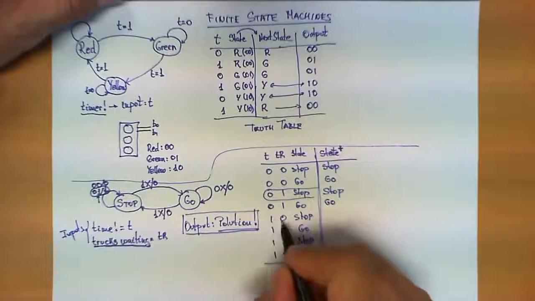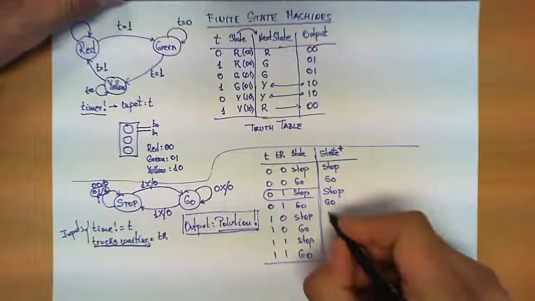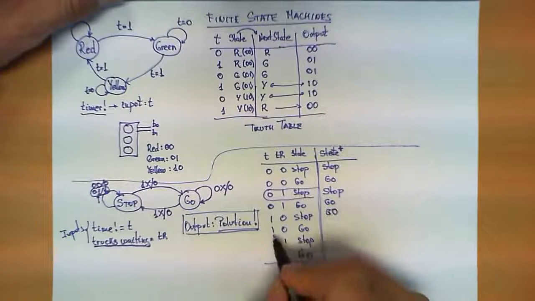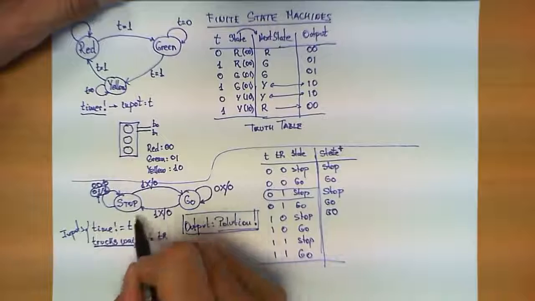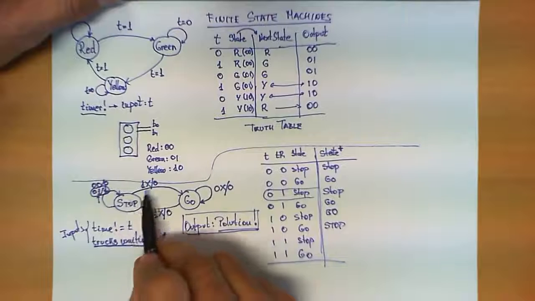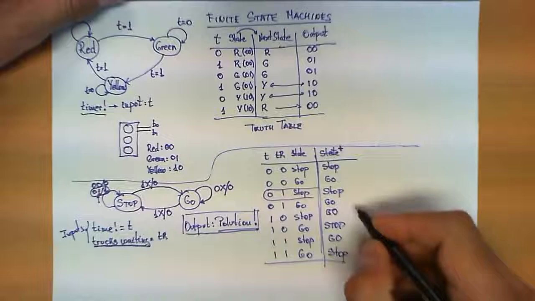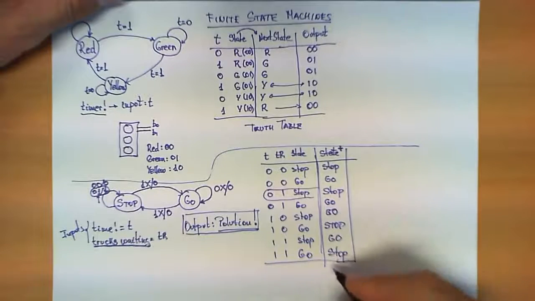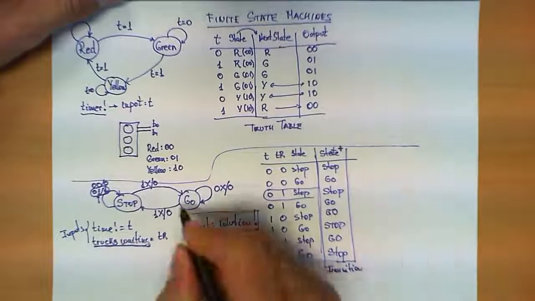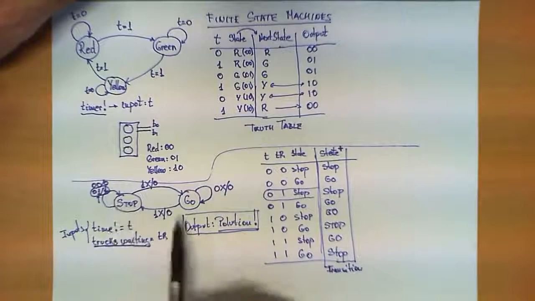1, 0 stop, this is the case in which we have one transition, 1, time has come up, 0, and therefore we make a transition to go. 1, 0 go is this condition over here, we make a transition to stop. 1, 1 stop is a transition to go, and 1, 1 go is a transition to stop. So with this column over here, we have captured the transition of this system.